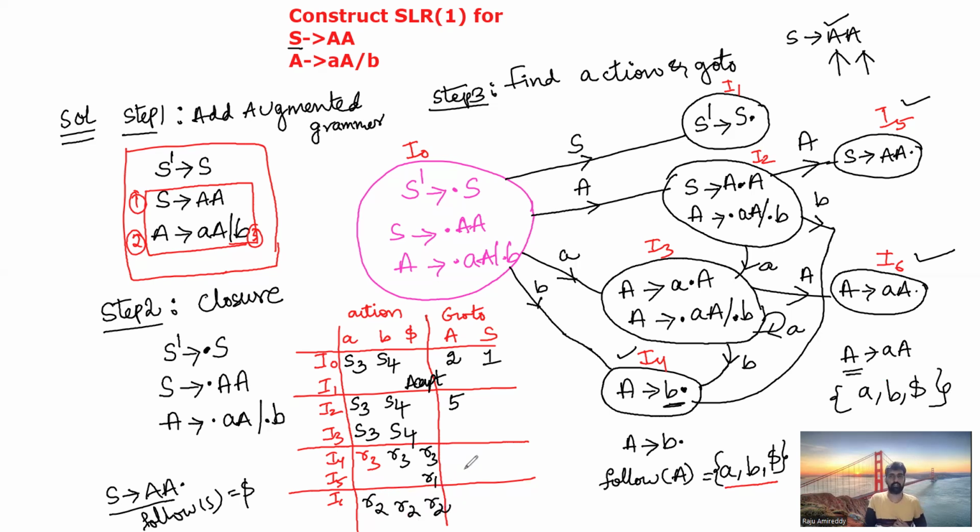Okay, so this is a way to represent it. Now I3 on capital A goes to I6 also, we can write. So this is a way to find out the SLR. Let me conclude the problem.